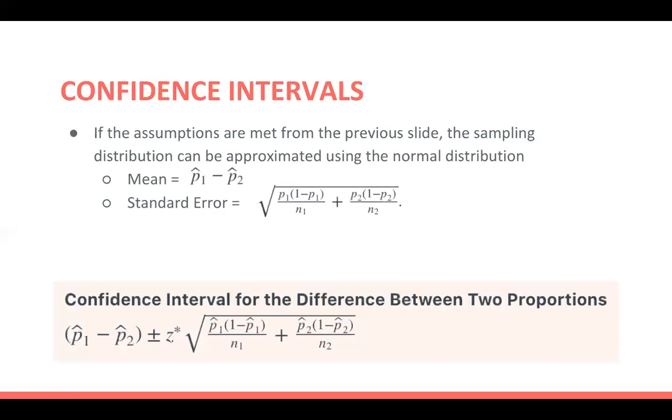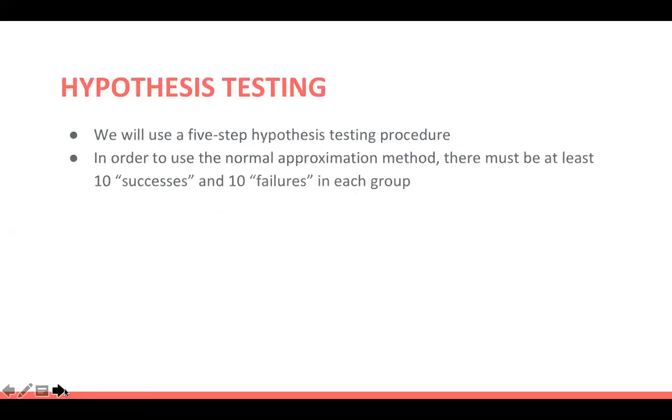So we can calculate the confidence interval here by taking our mean plus or minus the z star and then multiplying that by our standard error. So the mean and the standard error are above, and they're listed again in the formula for the confidence interval. So that was a quick confidence interval. So now we're going to move on to hypothesis testing.